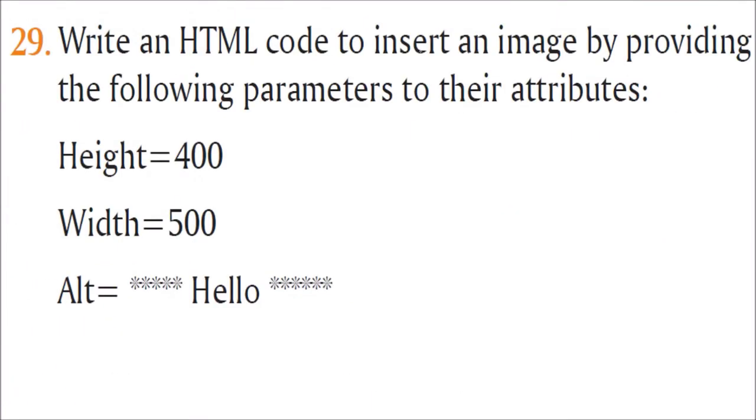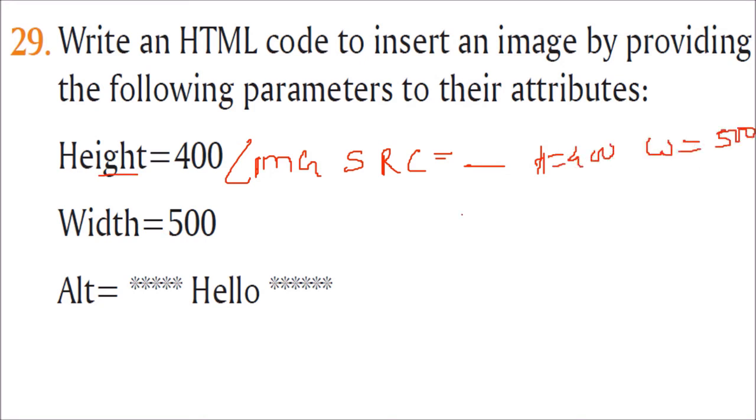Write an HTML code to insert an image by providing the following parameters. So we'll do it like this: img, src, the source of your image, the path, the complete path. Then the height, I'm not writing it completely, height equal to 400, then width equal to 500, then next is alt is equal to this content.